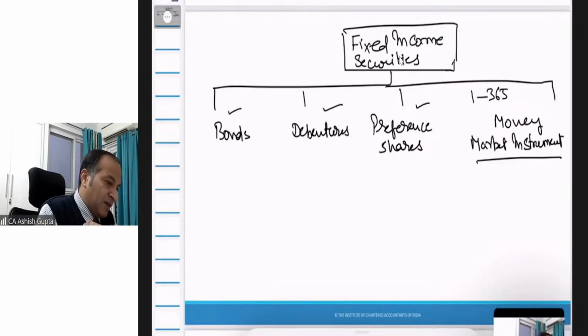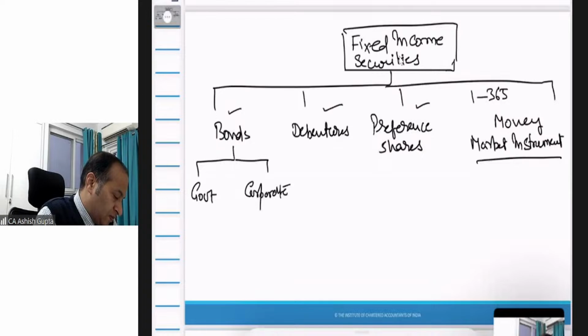Now under this category, when we talk about bonds, these can be government bonds, or these can be corporate bonds. And then we talk about our money market instruments.